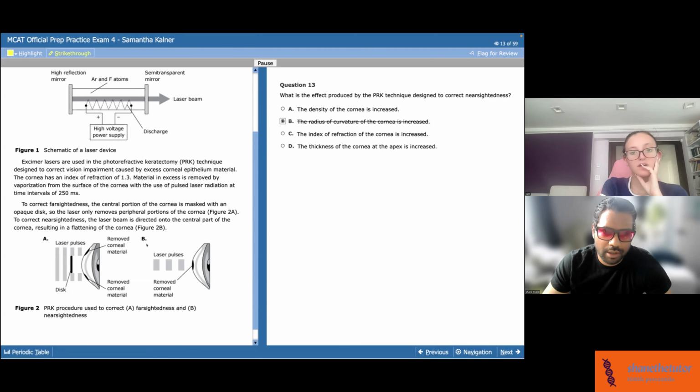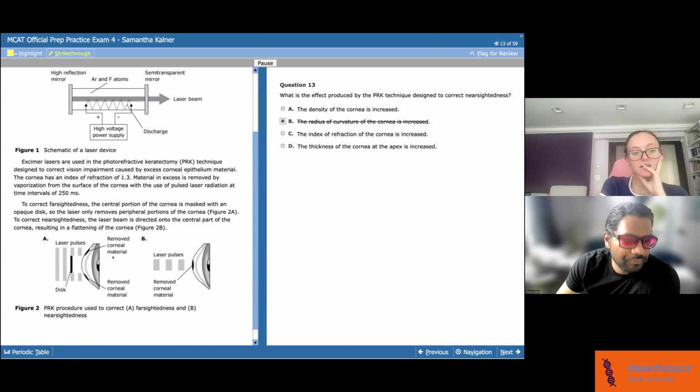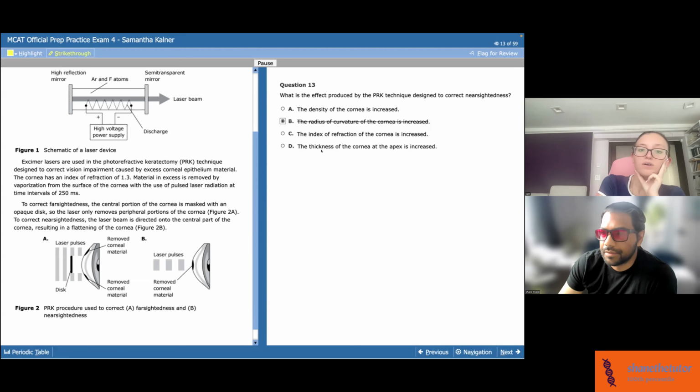What made you eliminate B? Because if you're taking away from the sides, then the radius of curvature would decrease, not increase. Are you looking at the right thing? What's the question stem asking us about? Far side. Oh.